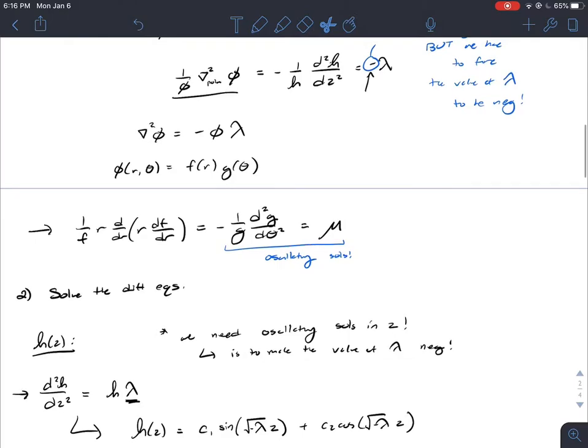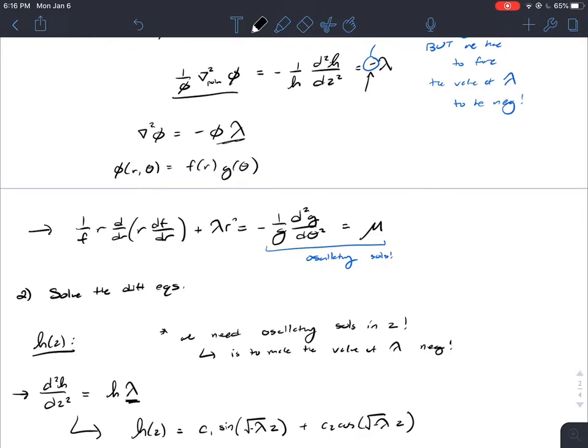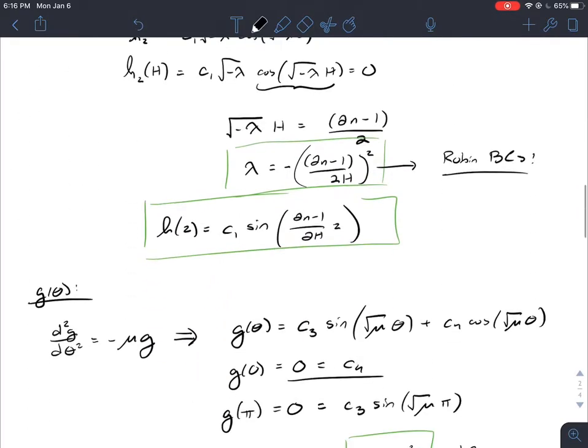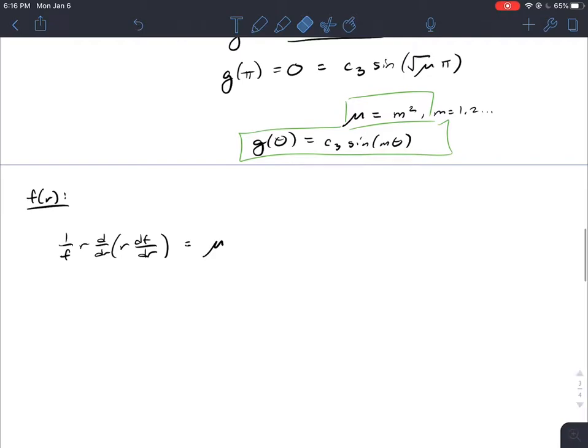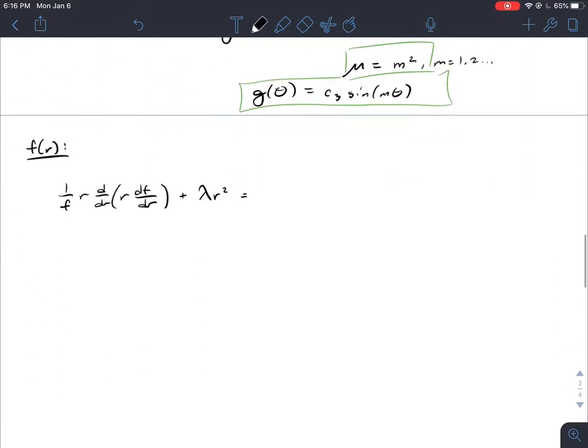Oh, I made a slight mistake. I forgot to account for this lambda right here. So what we're going to do is quickly shift it over. Plus lambda times r squared. And now we should be fine and dandy. My bad on that. All I did there was I forgot to account for that lambda. So plus lambda r squared is equal to, I believe, negative mu or mu.